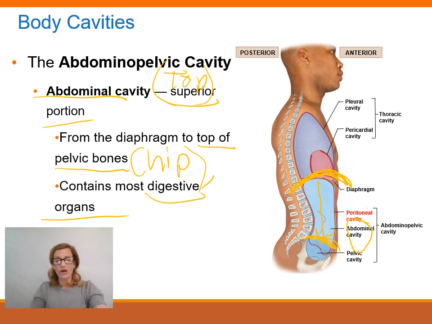So the organs involved in digestion would include things like the stomach, most of the small intestine, the liver, the pancreas, and parts of the large intestine. Okay, most digestive organs are present in the abdominal cavity. Just the very end of the digestive tract goes down into the pelvic cavity.